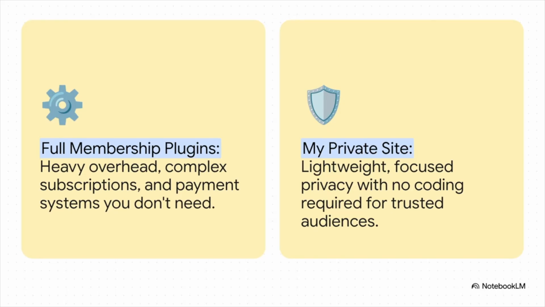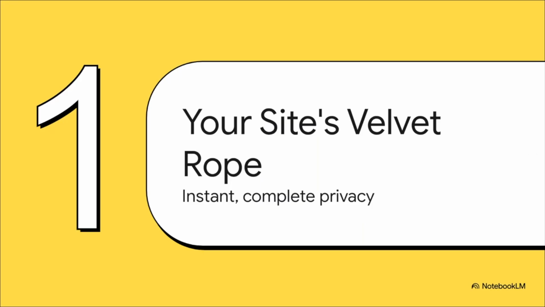And this right here really lays out the core difference. You've got these huge, heavy membership plugins on one side with all this stuff you probably don't need. Payment systems, complex subscriptions, you name it. And on the other side, you've got my private site. It's lightweight, it's focused, and it's built to do one job really, really well. Simple, effective privacy. So how does it actually do it? Well, I love this analogy. Think of it like a digital velvet rope for your entire website. Let's dig into how it pulls off that instant, complete privacy.